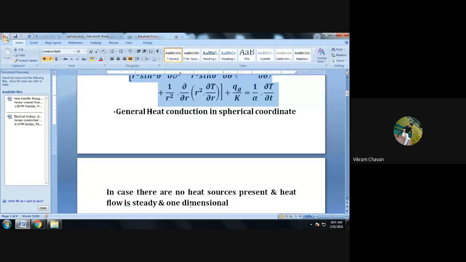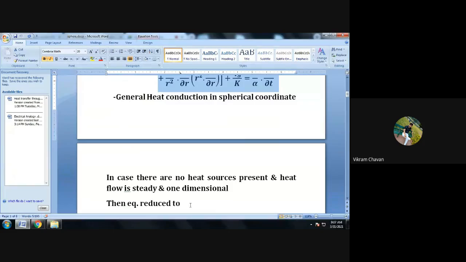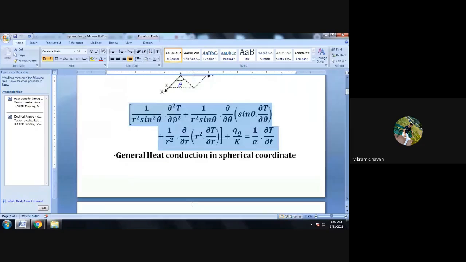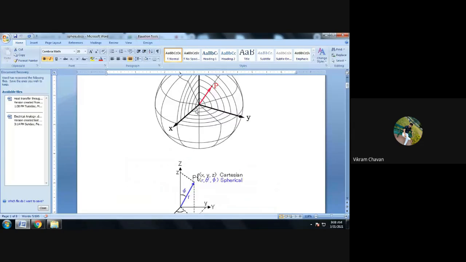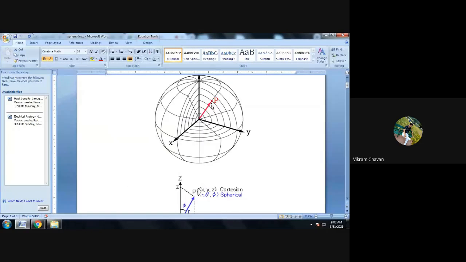If you consider that in a sphere there is no heat source present and the heat flow is steady and one dimensional, then one dimensional means the heat is flowing only in a radial direction. Radial direction means from the center of the sphere towards its surface. That direction is considered the radial direction.